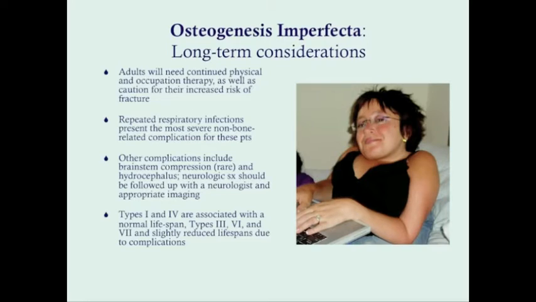Long-term, adults are going to need continued physical and occupational therapy as well as caution for their increased risk of fracture. One of the big problems coming out of this that you see most often is repeated respiratory infections, and that can result in pneumonia, and this presents the most severe non-bone-related complication for these patients.